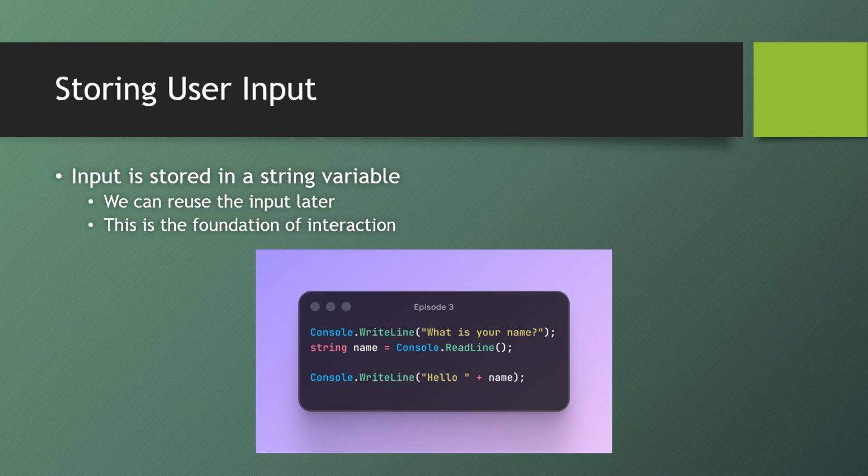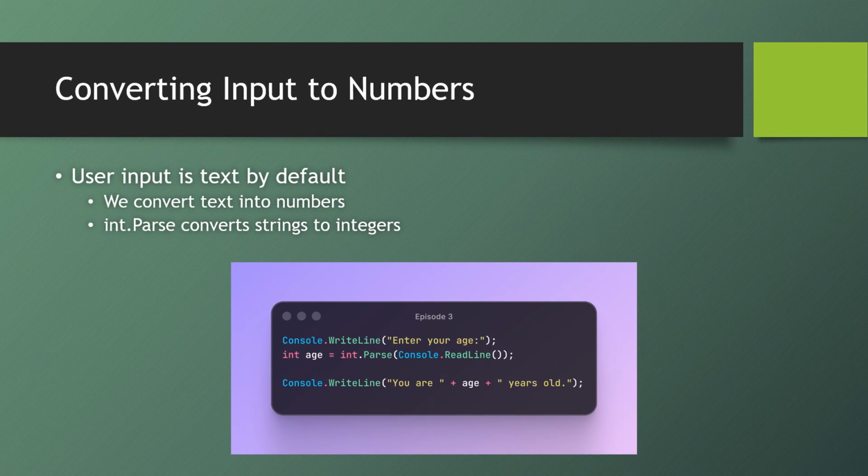Converting input to numbers. User input is text by default, but sometimes we want numbers. To do this, we convert the text into a number. For example, int.Parse converts a string into an integer. This allows us to perform calculations with user input.